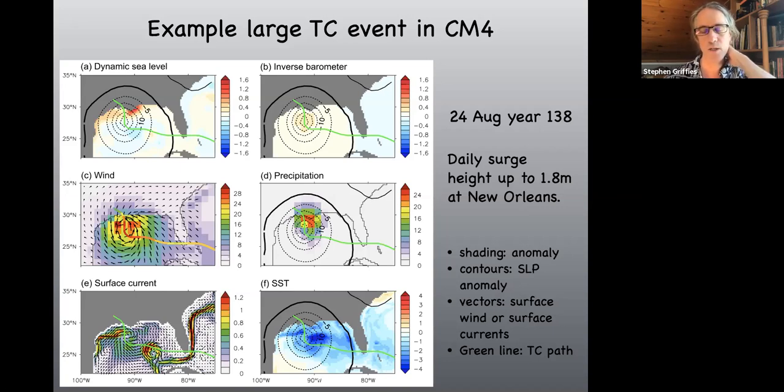And so it leads us to study the next question. Now that we have a model that has a reasonable representation of weather events, extreme weather events, as well as a reasonable representation of the coast, let's look at the extreme sea level in these simulations.